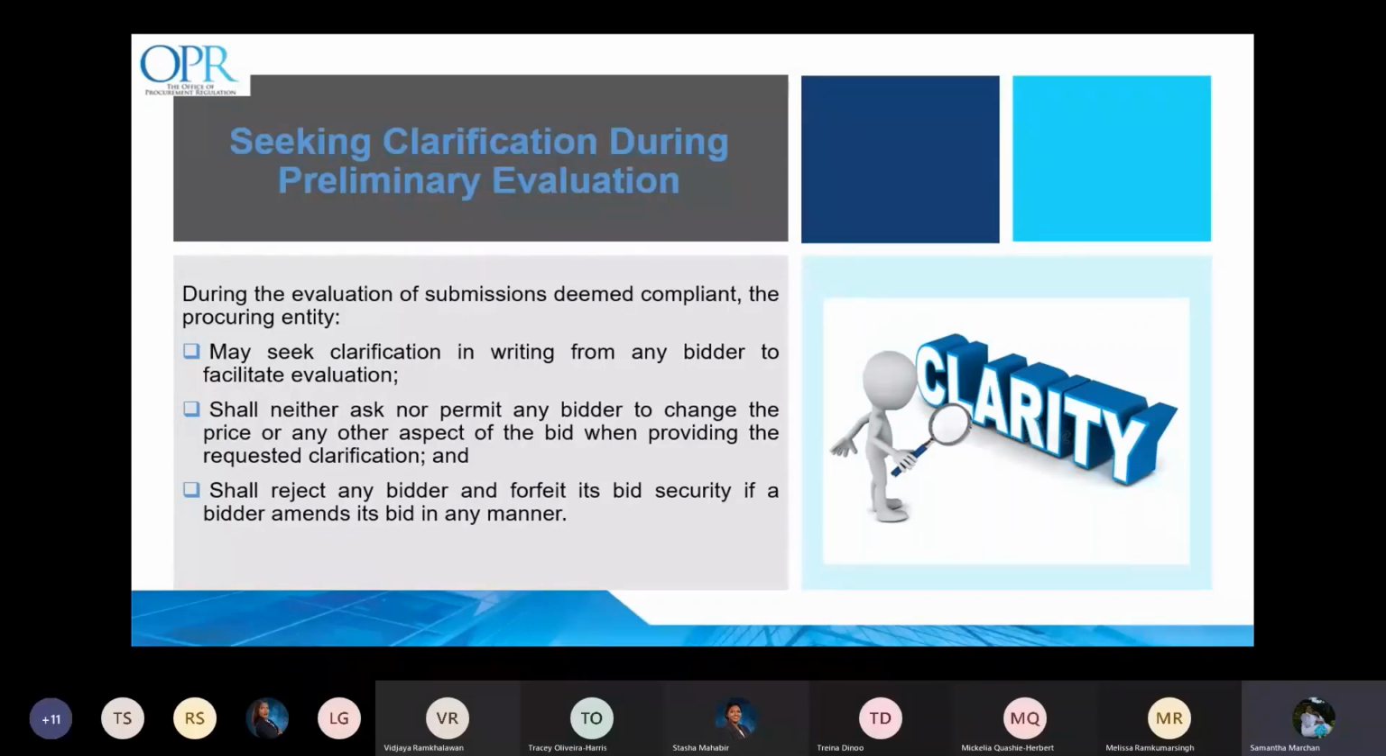And the evaluation committee shall reject any bidder and forfeit its bid security if a bidder amends its bid in any manner. If new information is accepted, even inadvertently, there's a good chance that the evaluation process may be invalid.